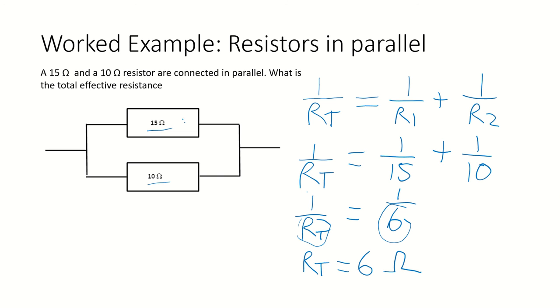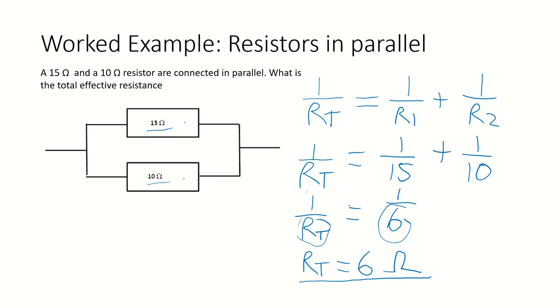So by adding together a 15 and a 10 ohm resistor, we've actually reduced the resistance in the circuit to 6 ohms, which is crazy, but it's because there are now two branches for the electrons to flow through. So there's actually less overall total resistance.